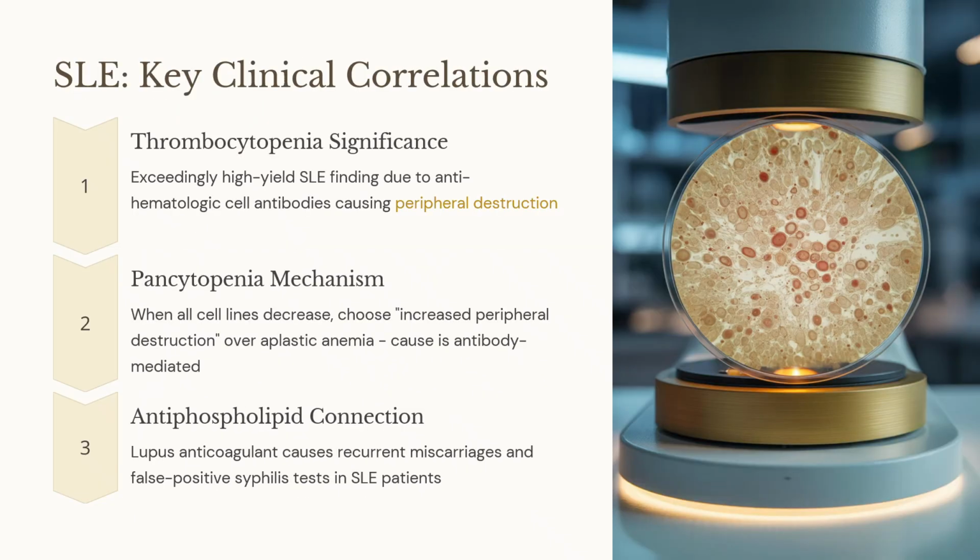The clinical correlation is thrombocytopenia. This is because of the peripheral destruction, because of the antibodies against the platelets. It can even result in a pancytopenia. All the cell lines can be destroyed, but this is not due to a problem in the bone marrow. This is because of peripheral destruction. The lupus anticoagulant can occur over here too, and similar to APLA, this can also present with recurrent miscarriages.